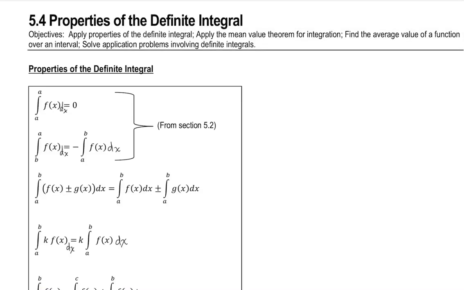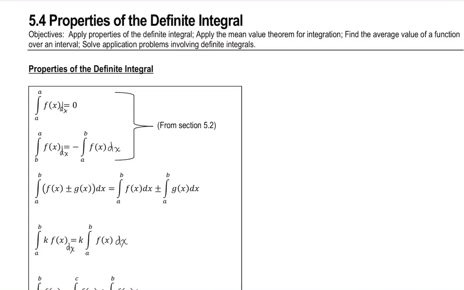Let's talk about 5.4, the beginning, some basic properties of definite integrals. Honestly, we've already talked about most of these in previous sections, either formally, like the first two. Also, make sure you get the dx's. I accidentally omitted some dx's on the first two and the last two properties. Those dx's should definitely be there.